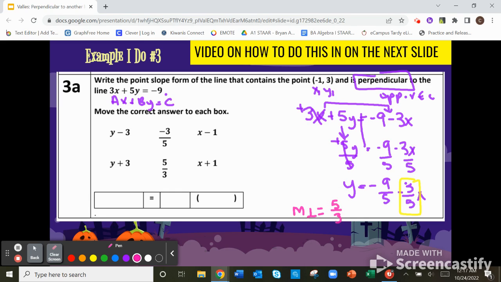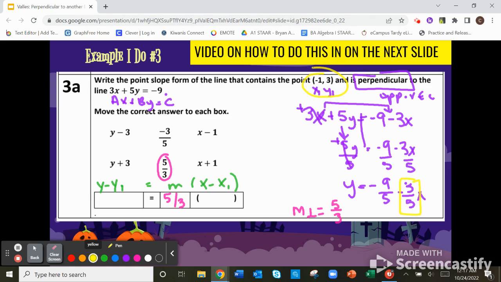So this is the slope that I'm looking for to write it into my point slope form, which is y minus y1 equals m, and then x minus x1. All right, so the slope that I need is 5/3. So I'm going to write that in here. And then I go back to the point that I had right here. So I see that my x1 is -1, my y1 is 3.